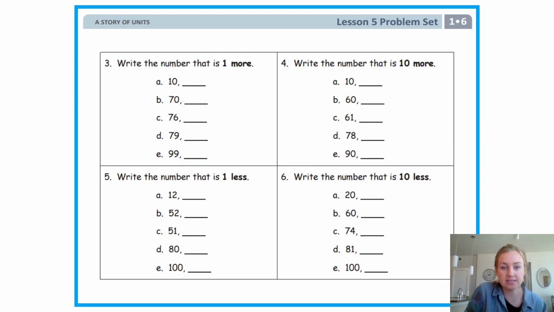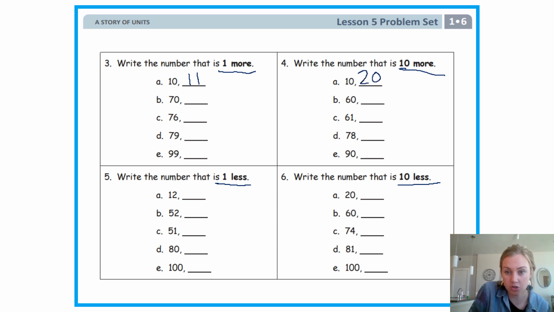Number 3, 4, 5, and 6, follow the instructions and write the number that is either 1 more or 10 more, 1 less or 10 less. So for example, 1 more than 10 is 11. 10 more than 10 is 20. 1 less than 12 is 11. You go backwards 1, 12, 11. And 10 less than 20, if you have 20 and take away a 10, now you just have 1 ten, which is the same as 10.